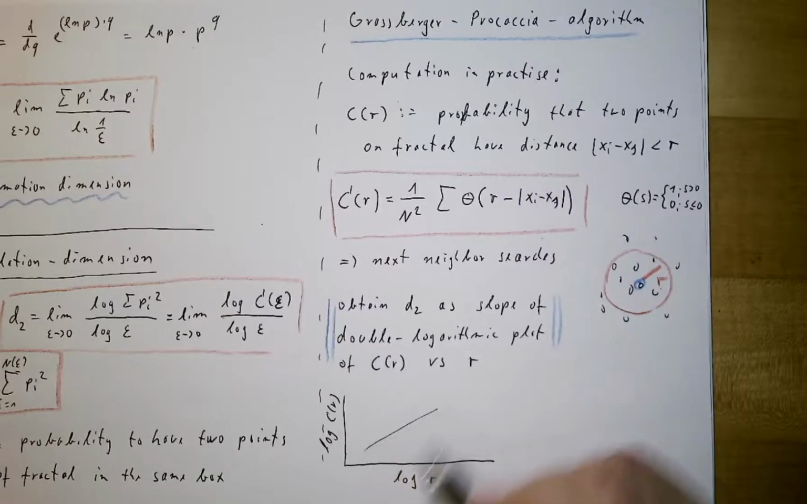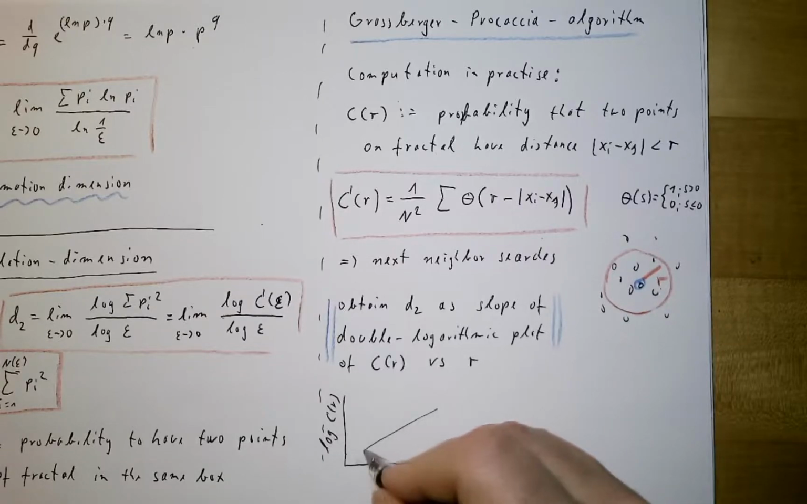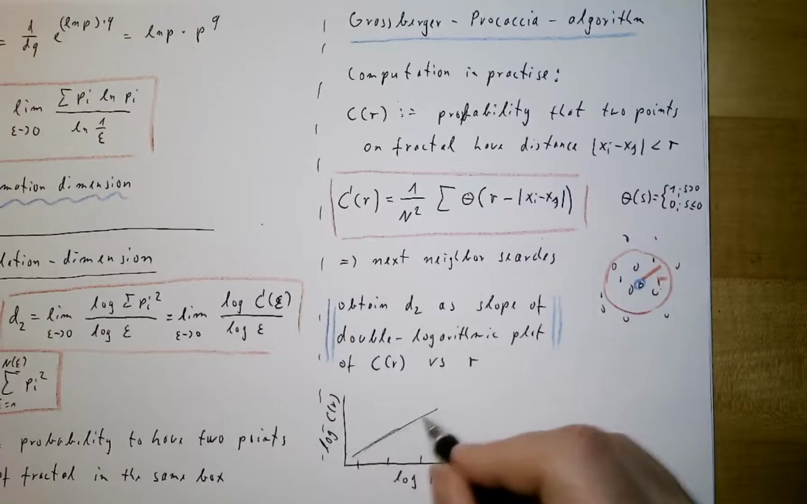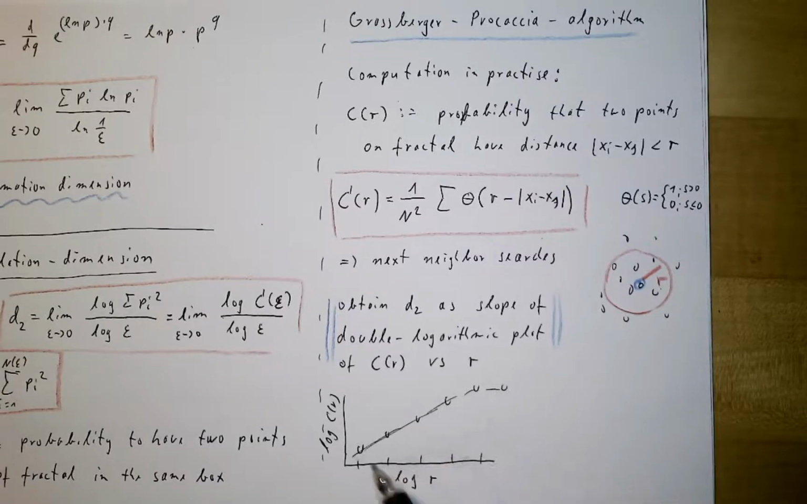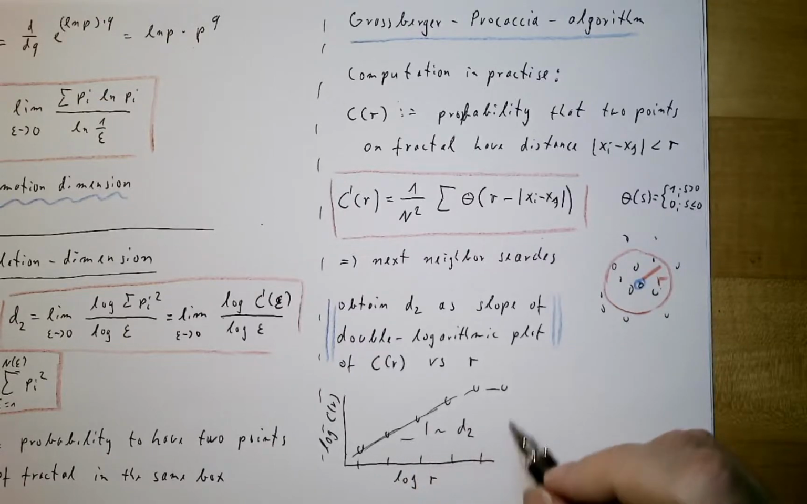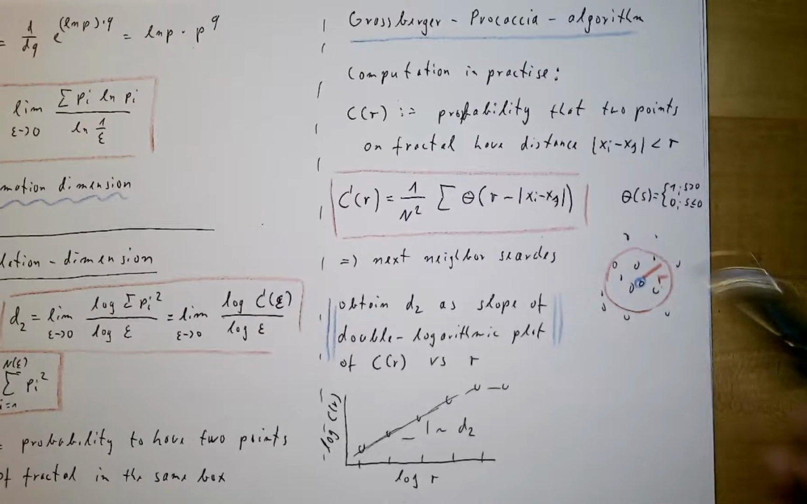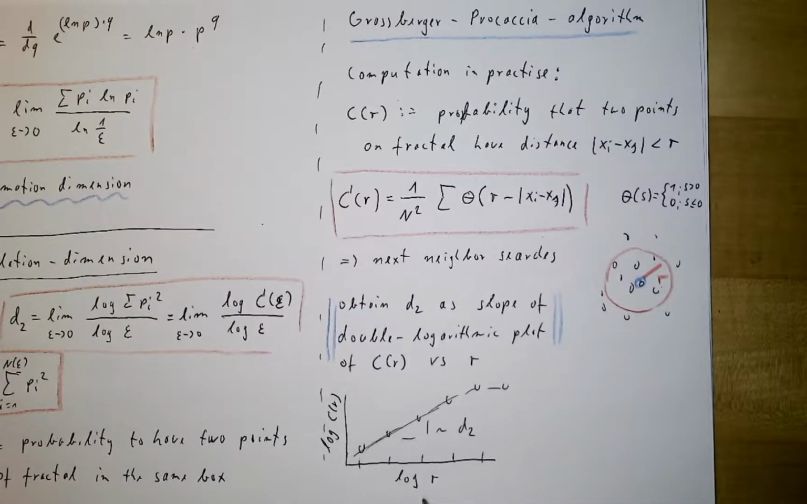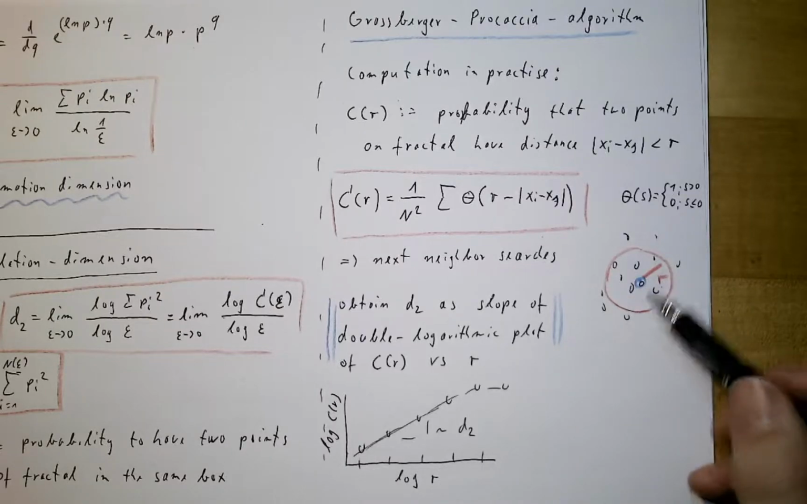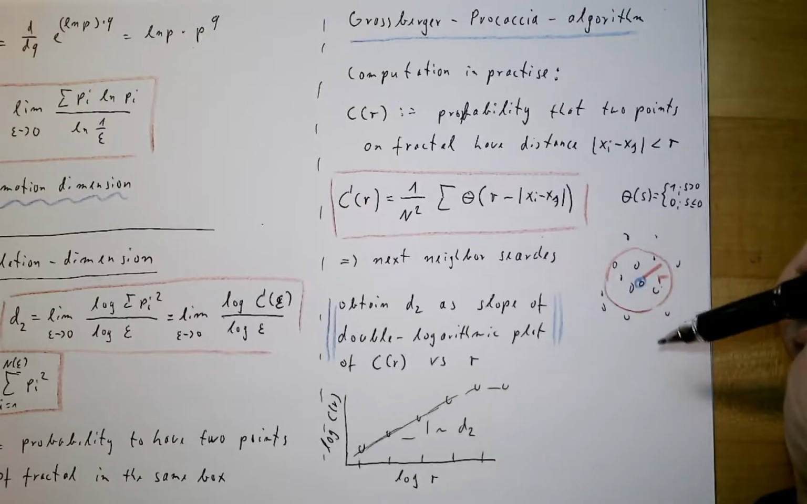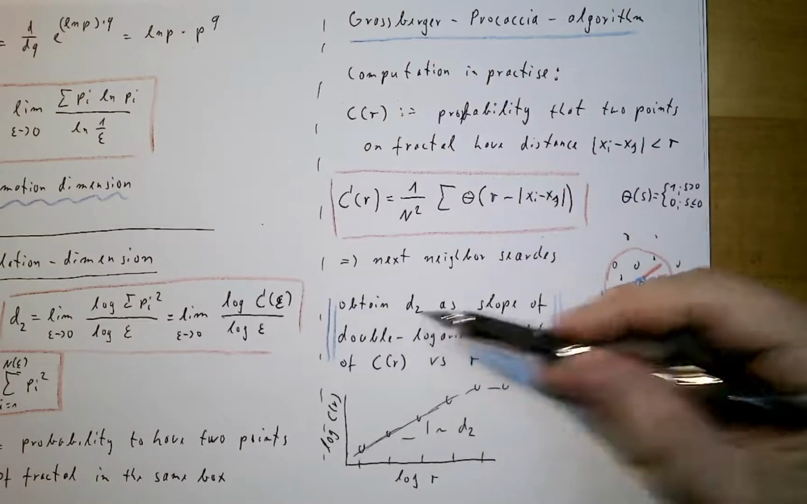So here we have something which increases, and then we take equally spaced radii on a double logarithmic scale and make such a plot. Then you look for the scaling regime, and the slope gives you the fractal dimension d2. So you do a nearest neighbor search in a high dimensional space for different scales of the size of this circle or volume or whatever. And this is the way in practice one can obtain the correlation dimension.